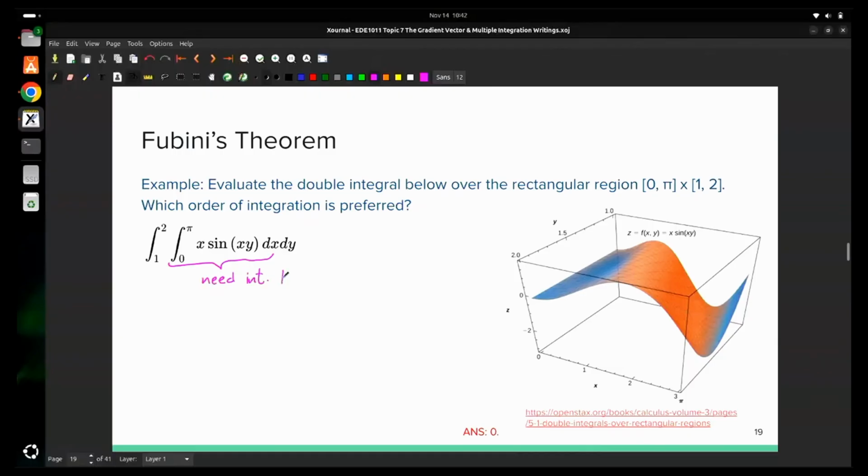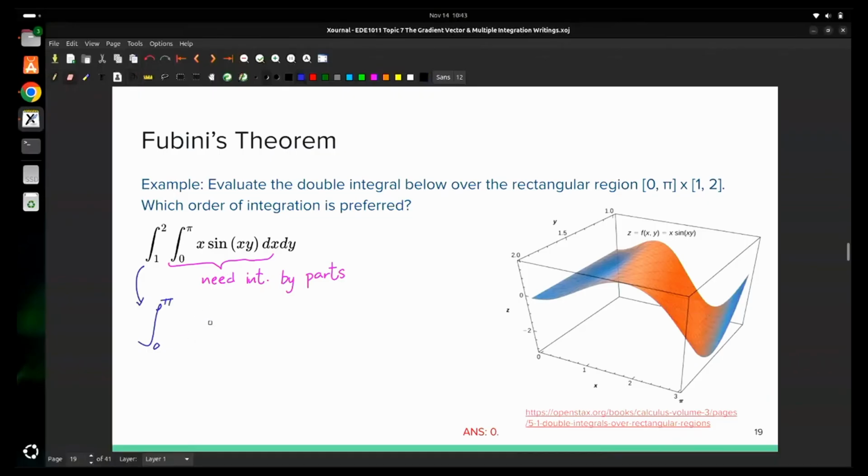Which means that actually I can swap. If I swap, then I don't need to do integration by parts, because if I integrate with respect to y first, I don't have two functions of y multiplied together. So the trick to make this integration easier is simply to swap. So integrate from 0 to pi, x sine xy.